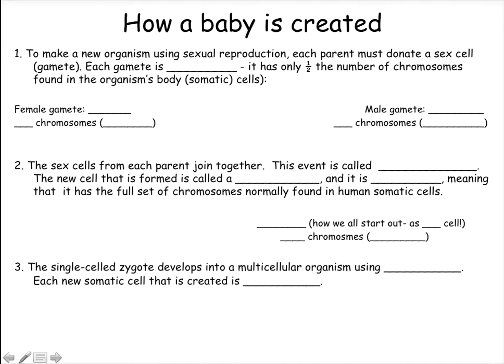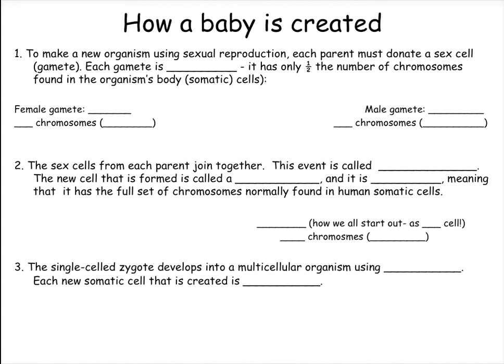Hello, students. Last time we met, we reviewed the difference between somatic, or body cells, and gametes, or sex cells. We saw that all of the somatic cells that make up our body are diploid cells, as they have two copies of every kind of chromosome, one from mom and one from dad. In contrast, we saw that gametes were haploid, with only one copy of every chromosome.